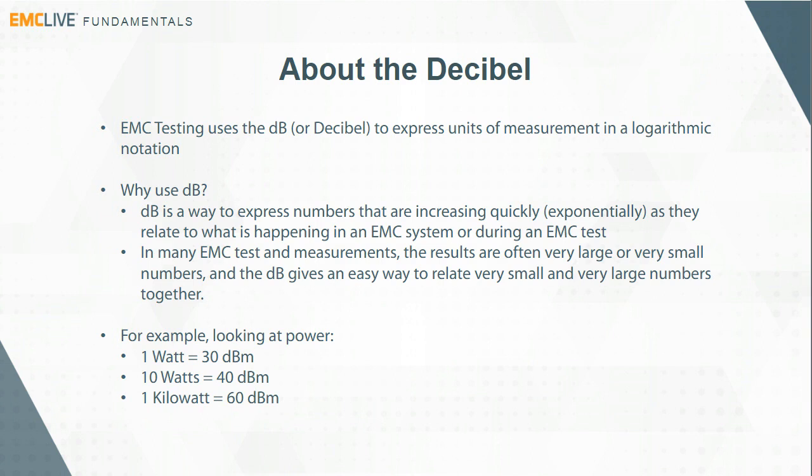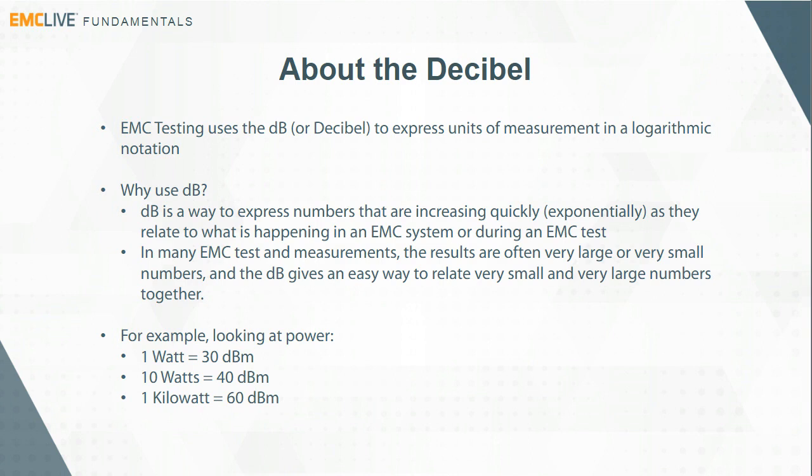And in the emissions world, we're using microamps or microvolts or milliwatts. So we need a way to express those numbers in the same fashion together on the same graphs and still have it all make sense. So that's what the dB does for us. The dB gives us an easy way to relate the very small to the very large, and we can see it all together on the same graph.